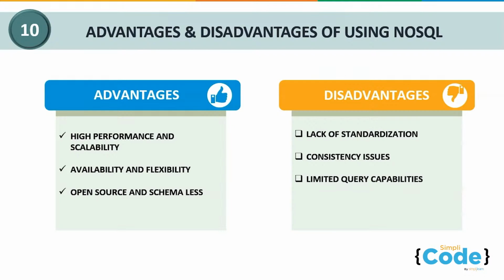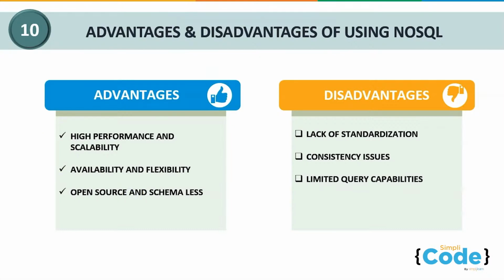That is, it lacks standardization. That means it does not have a fixed query in order to retrieve data from the databases, which results in consistency issues. And since it has all these consistency issues and does not retrieve data properly, it has limited query capabilities.